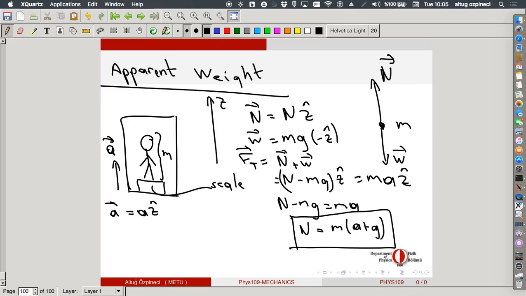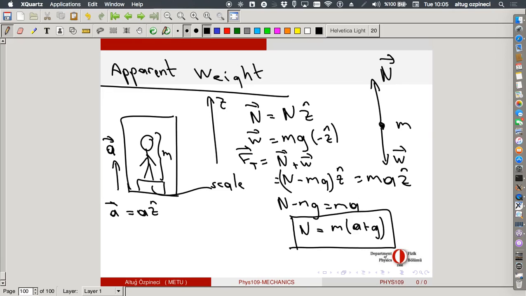So what the scale reads as your weight is nothing but the normal force that it exerts. This is the force that the scale exerts on us, so we are exerting exactly the same force on the scale, just in the opposite direction. And that is what the scale reads. So the scale will tell us that our weight is m times a plus g. Well, it's a plus g.